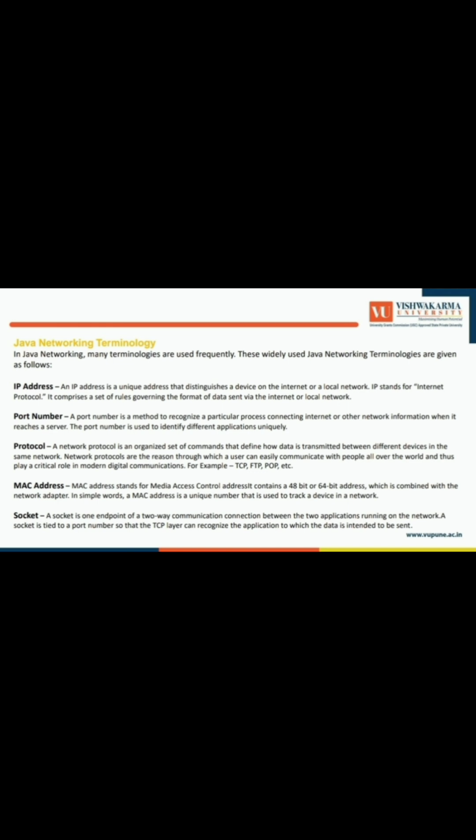Second is port number. A port number is used to identify different applications uniquely. Third is protocol. Network protocols are the reason through which a user can easily communicate with people all over the world and thus play a critical role in modern digital communication. Fourth is MAC address. In simple words, a MAC address is a unique number that is used to track a device in a network. Fifth is socket. A socket is one endpoint of a two-way communication connection between two applications running on a network.